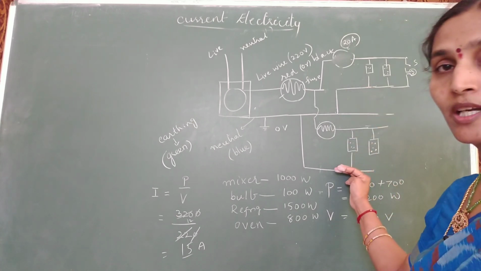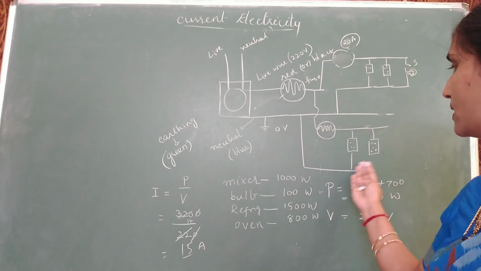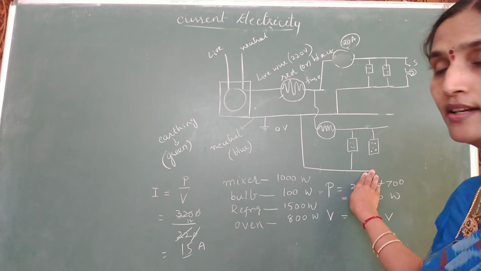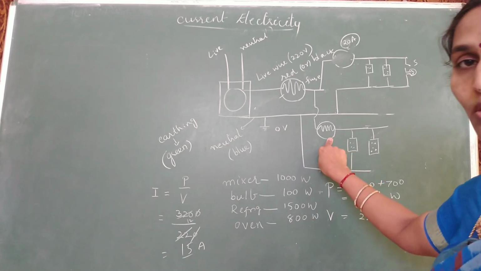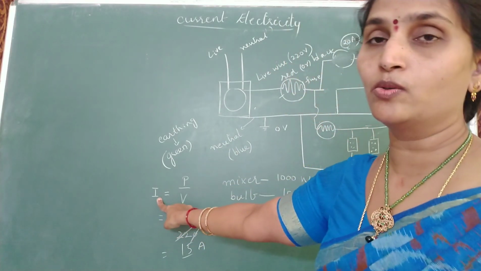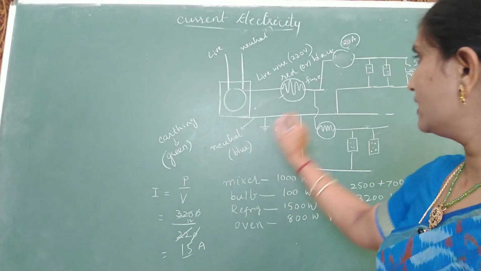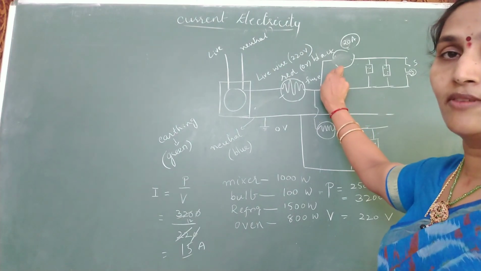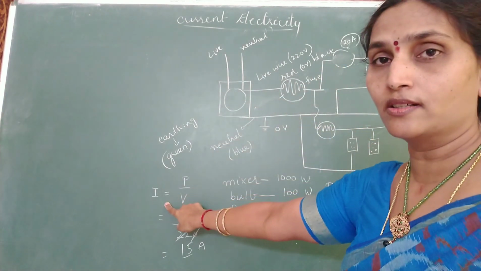Similarly with the living room, depending on whatever devices we are using there, they calculate the total current drawn by it and fix a fuse whose amperage, or whose value of I, is slightly greater than the maximum value of current we are going to draw.